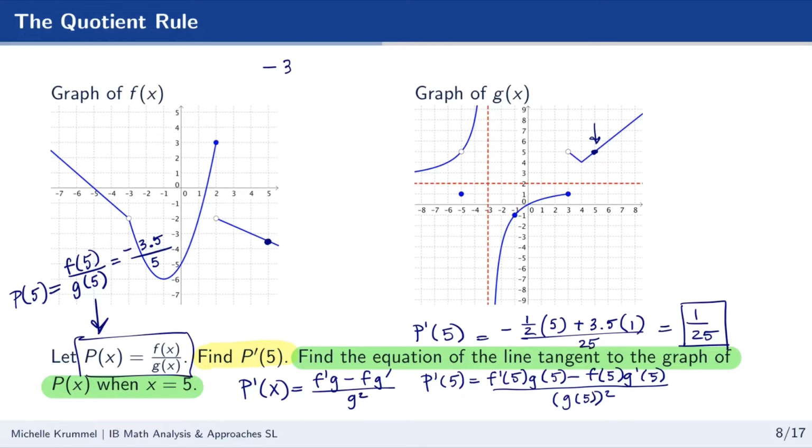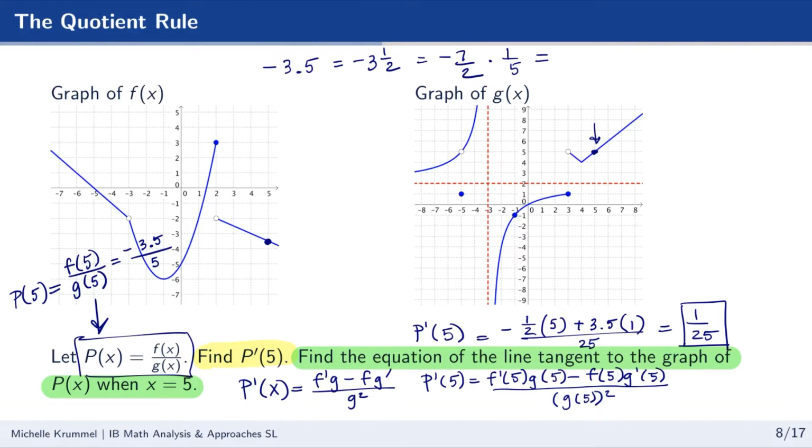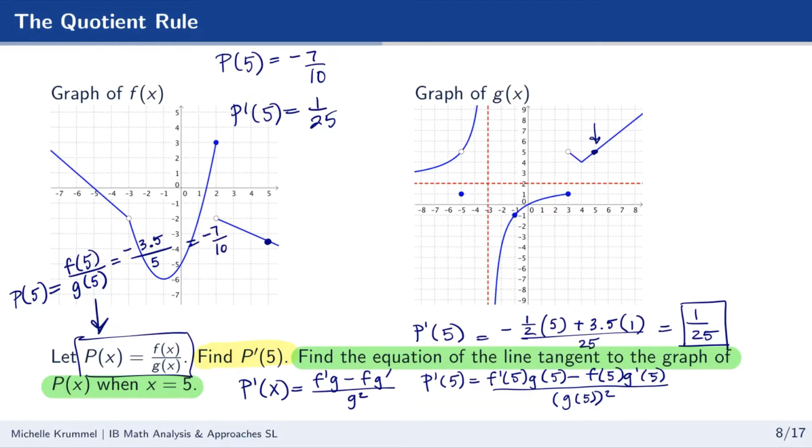Okay, so negative 3.5 is negative 3 and 1/2, so that's negative 7/2. Divided by 5 is the same as times 1/5, so that's negative 7 over 10. So my point of tangency, let's just summarize. P of 5 equals negative 7 over 10, and P prime of 5 equals 1 over 25. Those are the two things I need to write the equation of my tangent line.